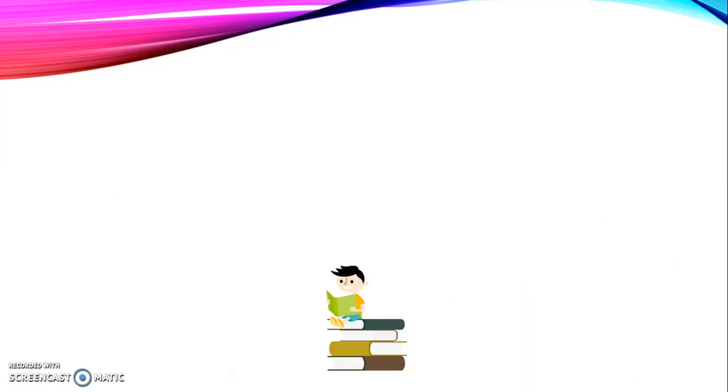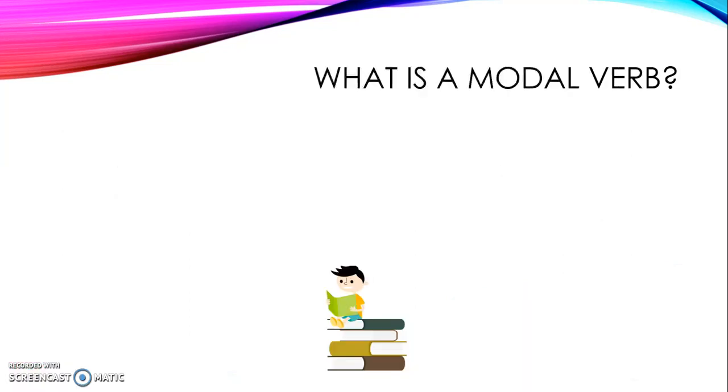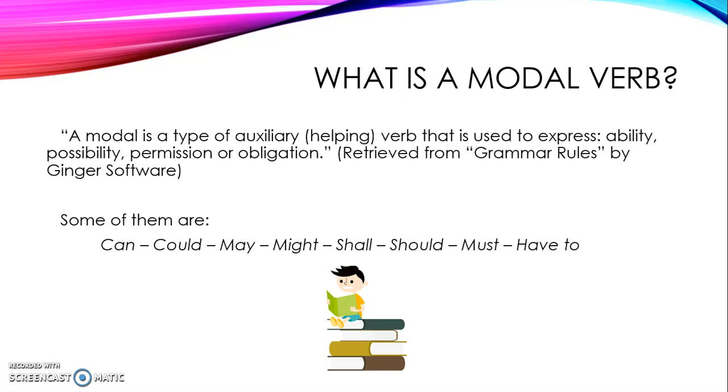First of all, we must learn what a modal verb is. A modal is a type of auxiliary helping verb that is used to express ability, possibility, permission, or obligation. Some of them are can, could, may, might, shall, should, must, and have to.